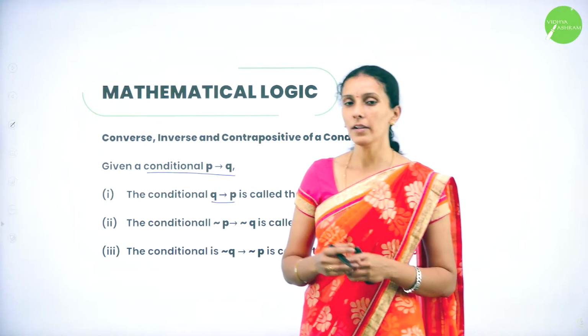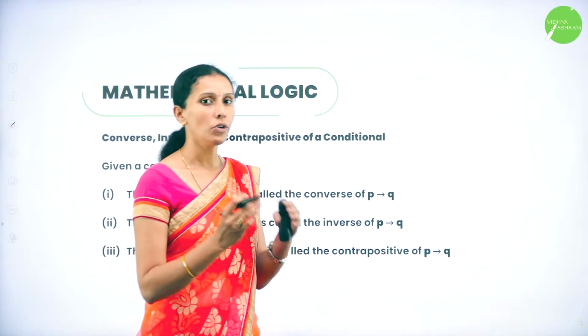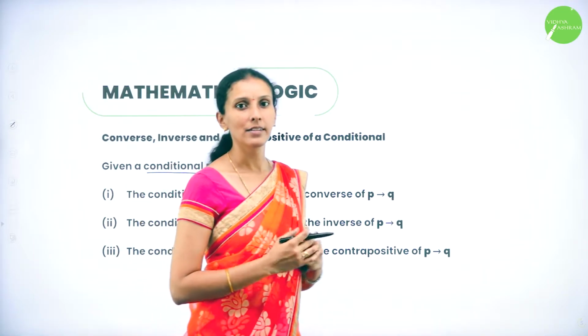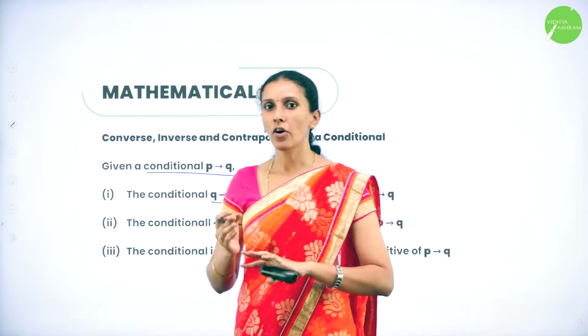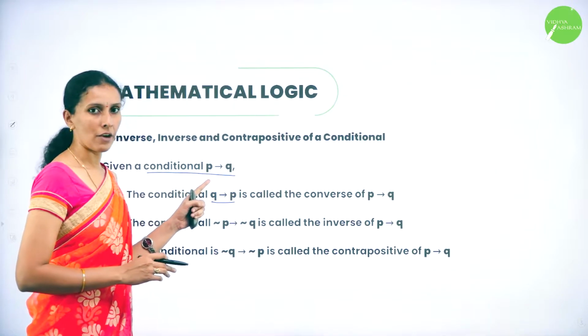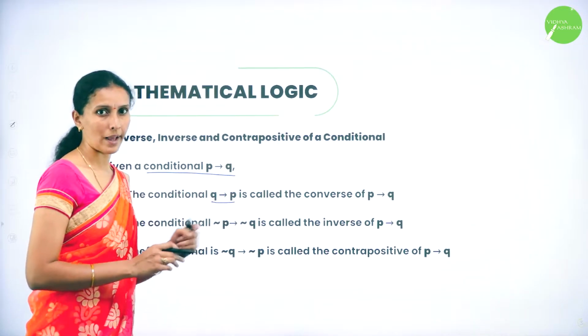Take it as an example. If I work hard, then I'll get good marks. So how to write the converse of this? That is, I'll get good marks if I work hard. So we are reversing the statement. If the conditional is in the form of P implies Q, then we write it as Q implies P.